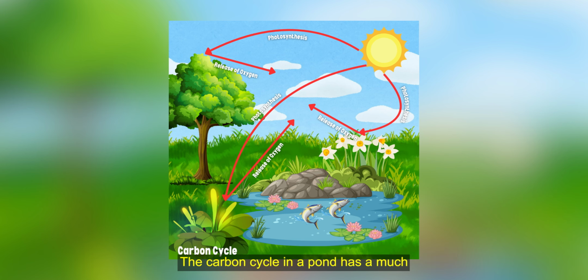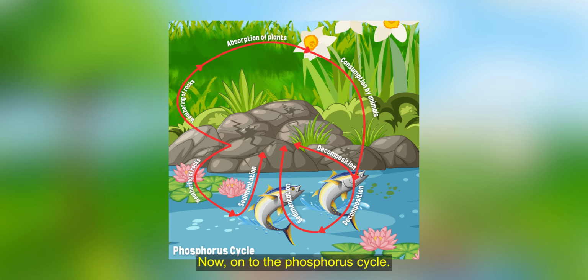The carbon cycle in a pond has a much simpler explanation, which is the photosynthesis in plants. Plants and algae in a pond use sunlight and carbon dioxide to make food. Then they produce oxygen, which they release both in the atmosphere and in the water. Now onto the phosphorus cycle.